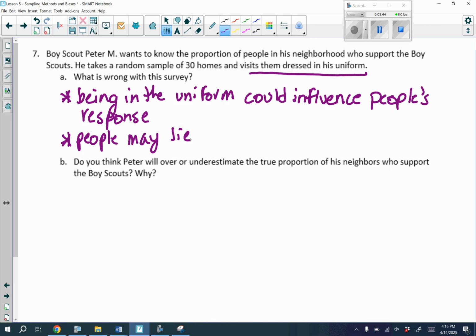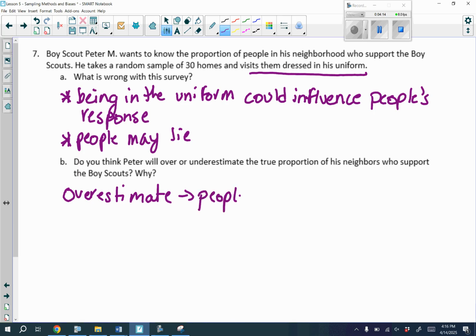Now B says, do you think Peter will over- or underestimate the true proportion of his neighbors who support the Boy Scouts, and why? Pause the video and answer this question. Okay, I really think it's going to be an overestimate, because if Peter is in his uniform, a lot of people are going to say, yes, I support you. But there could be some people that do not support the Boy Scouts here.